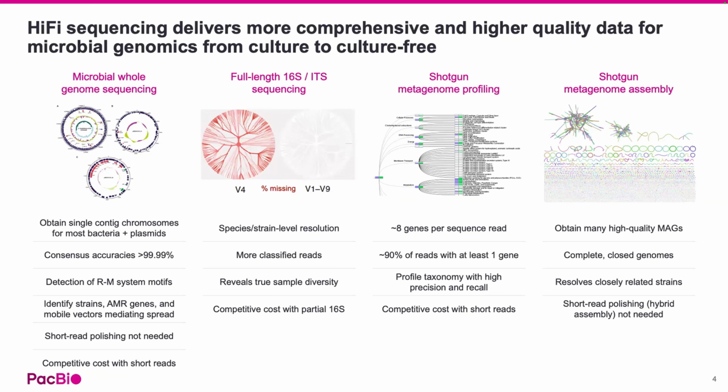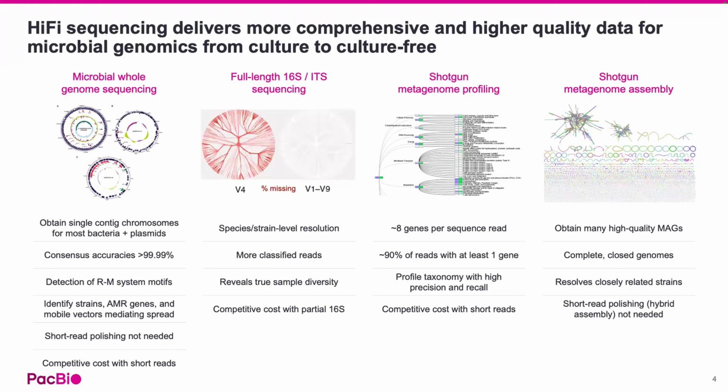With all of these things, you can do things like identify strains, antimicrobial resistance genes, and mobile vectors that may be mediating spread. And the important thing is short read polishing or hybrid-based assembly is not needed because you have high accuracy long reads. And for all of these applications that I'm talking about here, they are at competitive costs with other technologies. And you'll see that in a couple of slides from now.